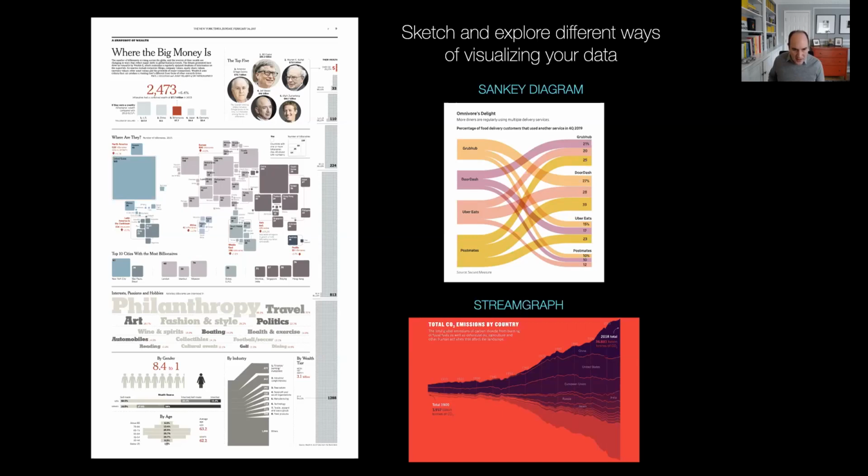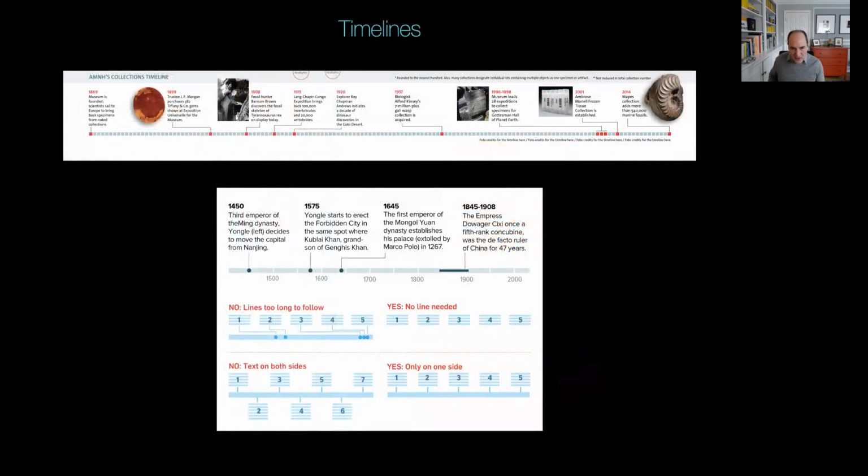On top of that, there is a cartogram. It's kind of an abstract map of the planet showing how many billionaires there are in different countries. On the right side, we have a Sankey diagram. So many ways of showing information that are not just charts, but are going to be very useful to us. Timelines.